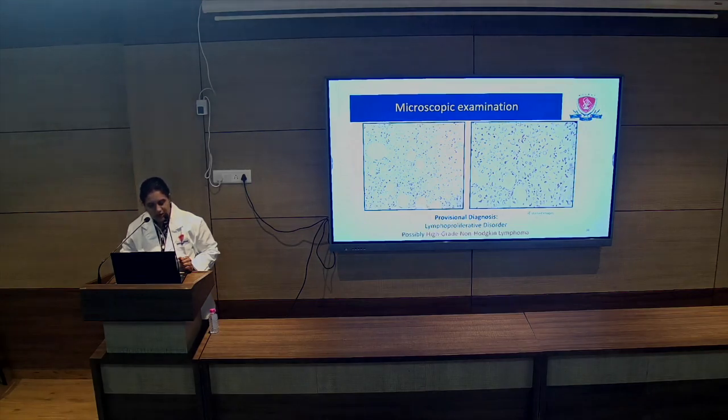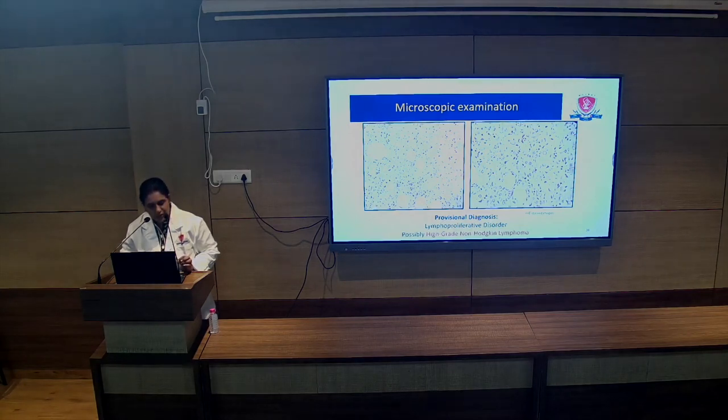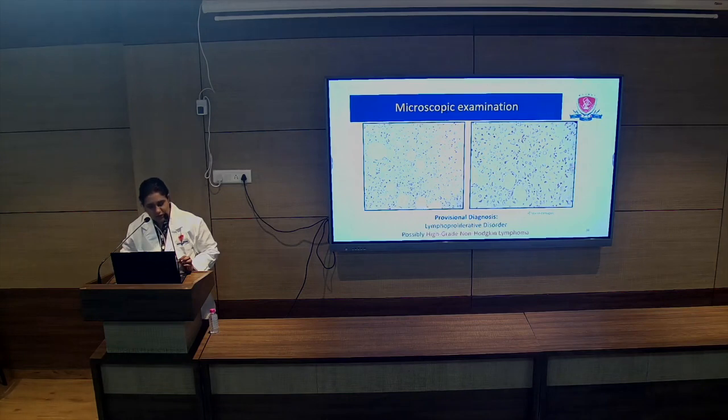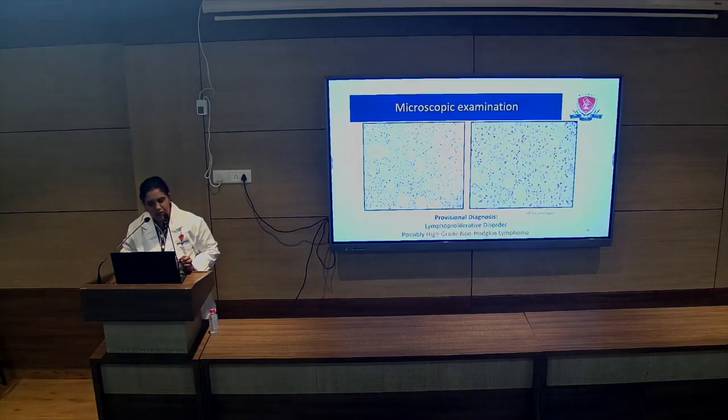If we compare the cell size, these are the atypical monomorphous large lymphoid cells. The nucleus of a cell, if compared with a normal resting lymphocyte, appears to be 2 to 3 times the size of a normal resting lymphocyte. It has a very open chromatin and a central eosinophilic nucleolus. So we could say that we are dealing with a rapidly proliferative lymphoid lesion.